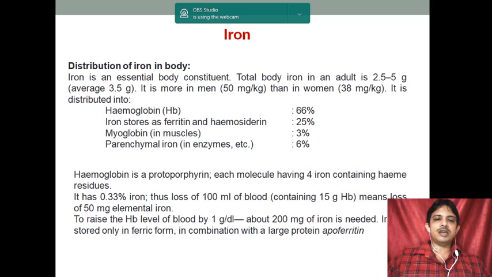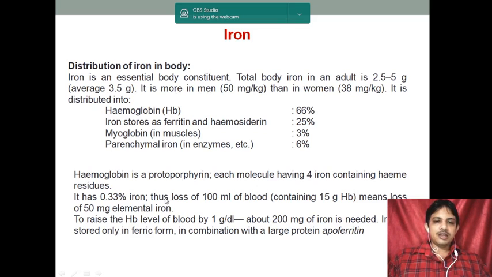Now, hemoglobin is a protoporphyrin. Why are we saying this? Because each molecule contains heme residues. Clear? Each molecule has 4 iron-containing heme residues. So what does it mean? Hemoglobin has 4 projections through which it contains the 4 iron residues.